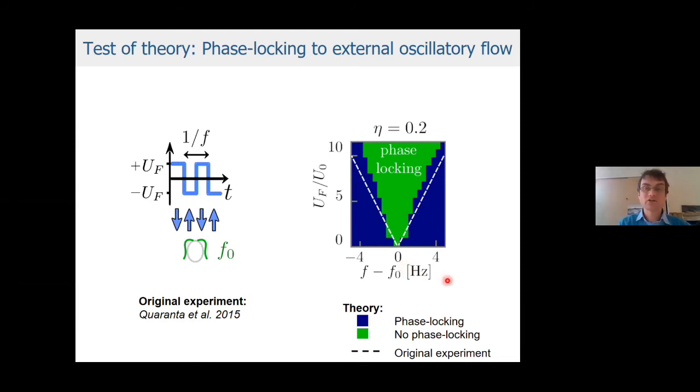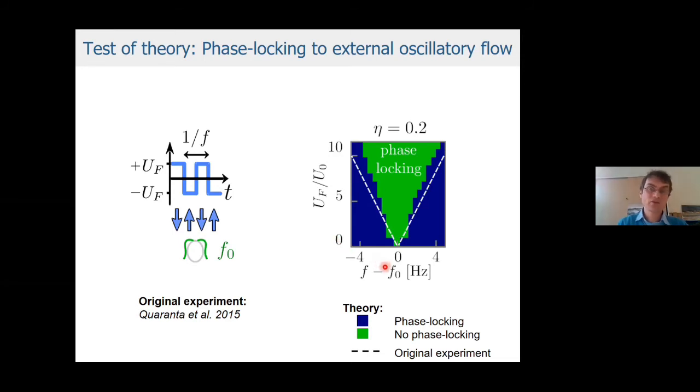So what is an Arnold tongue? Let me walk you through this. On the horizontal axis, we have the frequency mismatch between the intrinsic beat frequency f0, at which the cilia would normally beat, and f, the frequency of the external oscillatory flow. Of course, if the two are equal, if you have a frequency mismatch of 0, you expect the best phase locking. And on the vertical axis, we have the amplitude, the strength of the external driving.